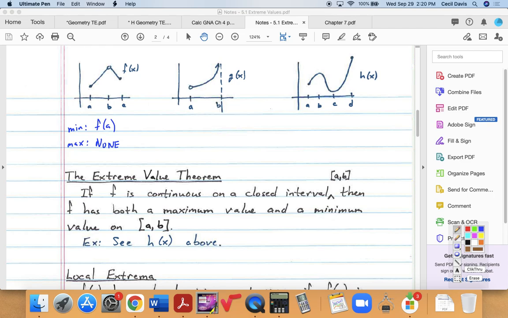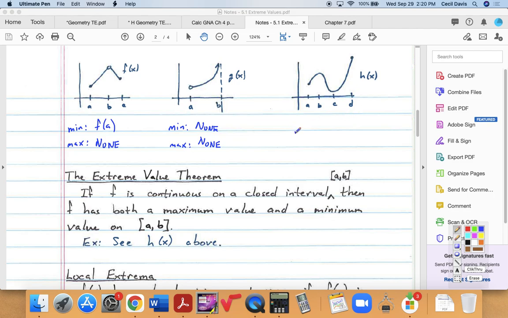So what about this next one? What's the minimum? There is none. What about the maximum? Positive infinity is not a number. There is no maximum. Infinity is not a number.